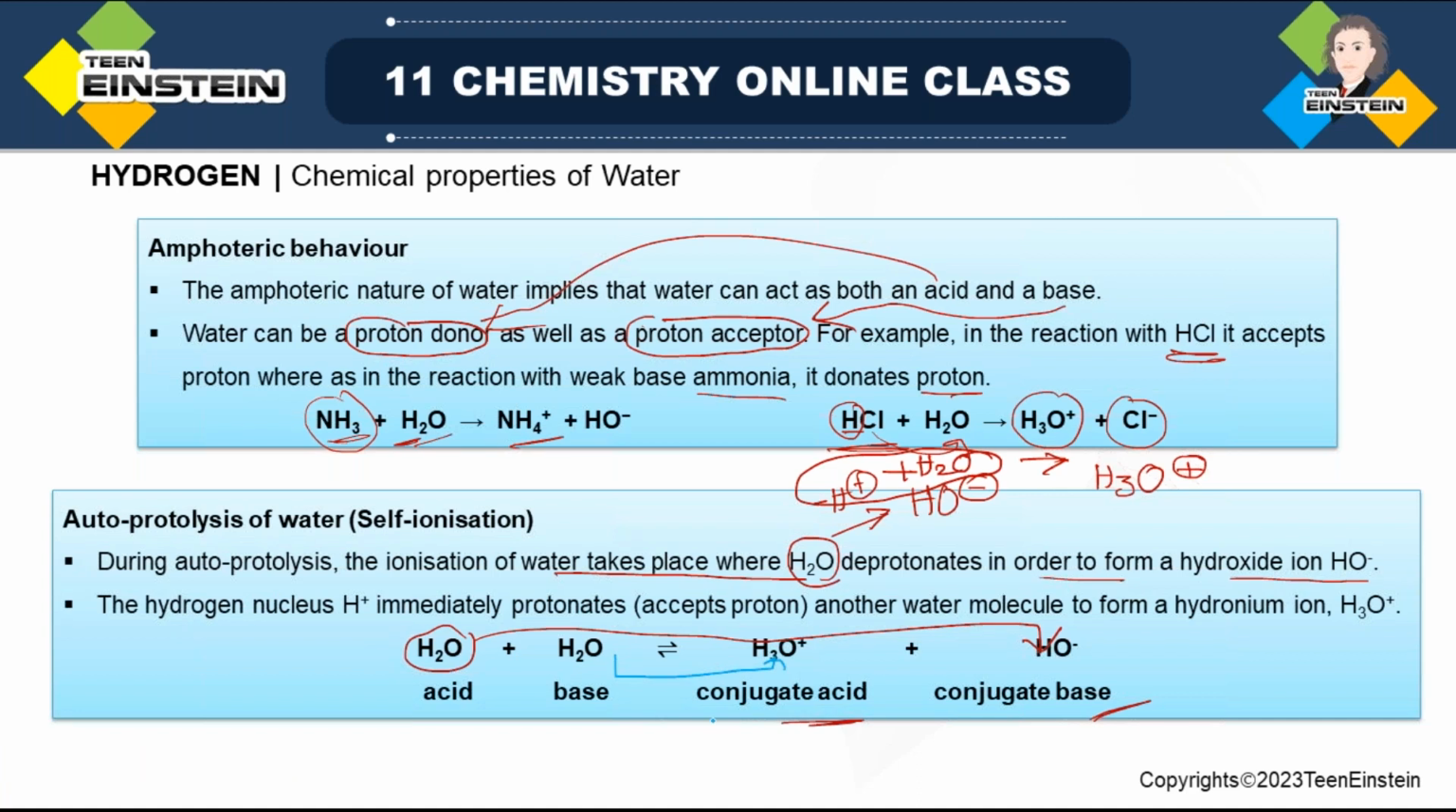So H2O and H3O plus, if you compare these two, if this water molecule is base, as it is accepting H plus from the other water molecule, suppose it is number 1, this is number 2. So number 2 H2O molecule is accepting proton from number 1 H2O. So that is why now it is converted to hydronium ion, which is also the conjugate acid of the second water molecule. So this is known as autoprotolysis of water or self-ionization.